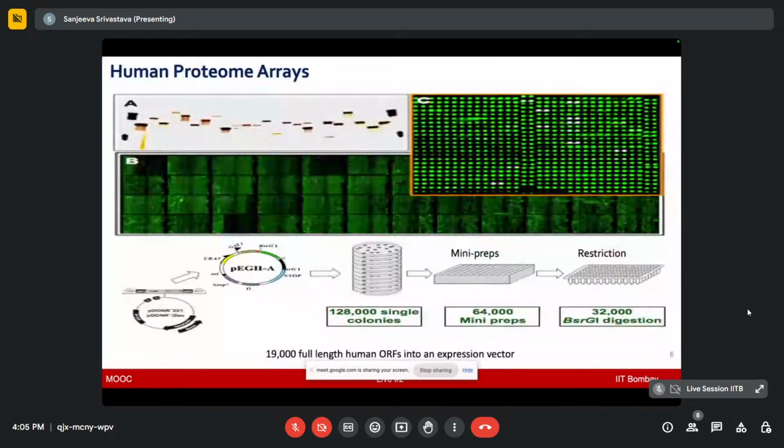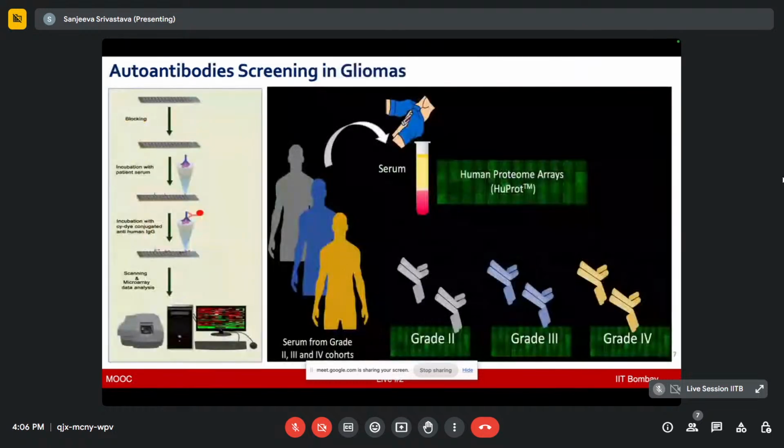That is the hypothesis for which we and other labs use the UProt arrays, like human proteome arrays. The idea is, can we have all the human proteins printed on glass slides and then use the chip to screen for potential autoantibody biomarkers from the biofluid of patient samples? So we did this study with the Tata Memorial Hospital to look at brain tumor glioma patients.